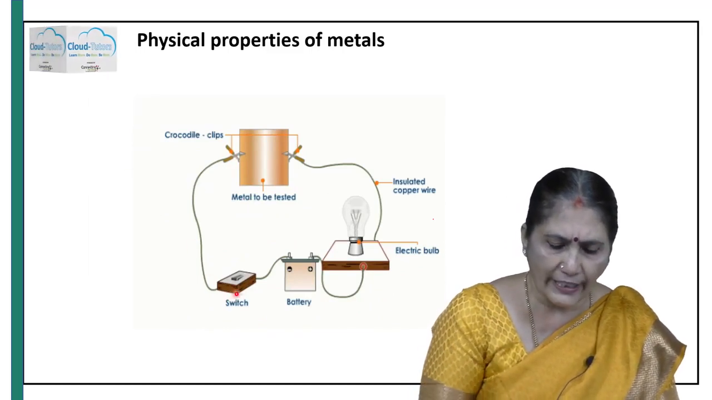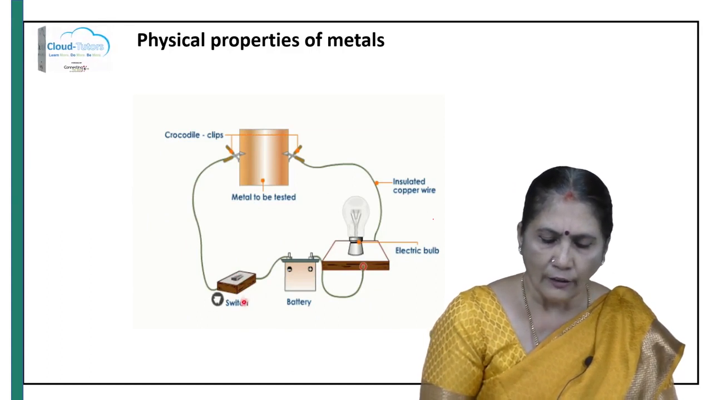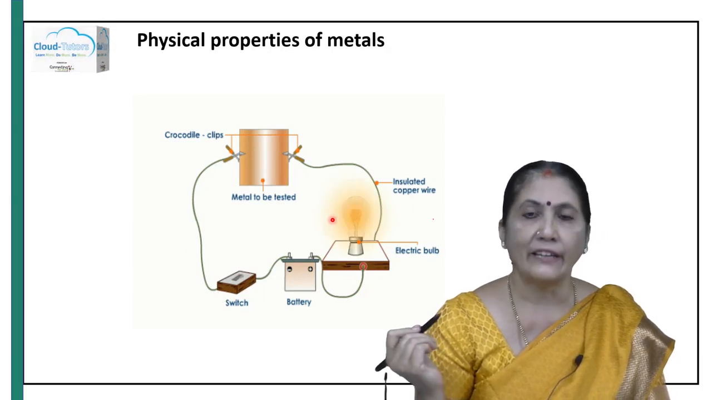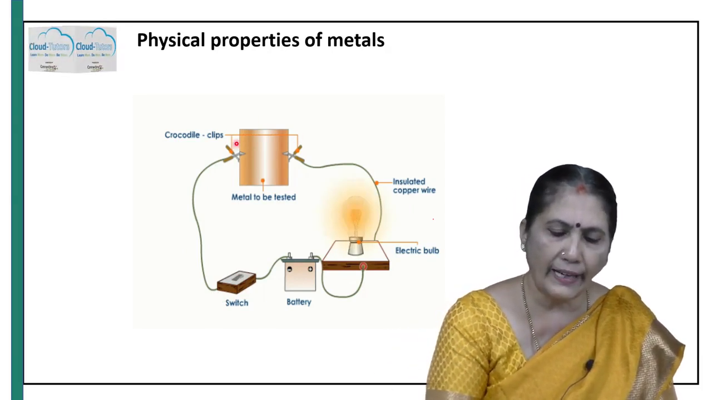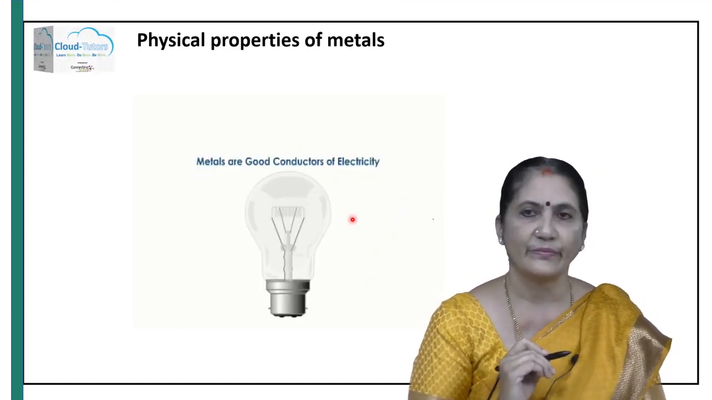The moment you see the switch being switched on, you can see the bulb will start glowing. That means this particular metallic plate is a good conductor of electricity.